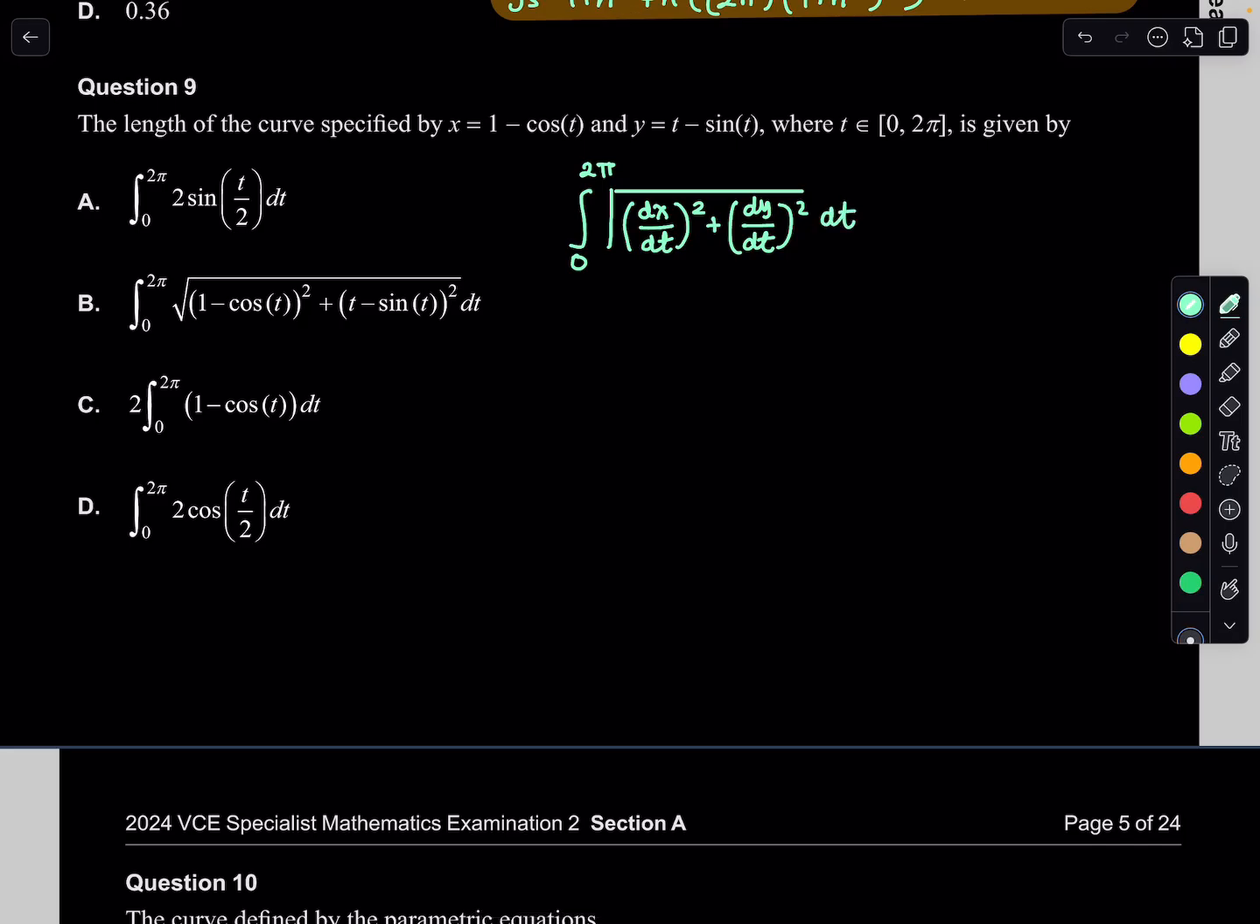And so let's do it. Let's integrate this. First we need to find dx/dt. dx/dt is basically deriving this. Of course, you derive 1, it's 0. And deriving negative cosine.